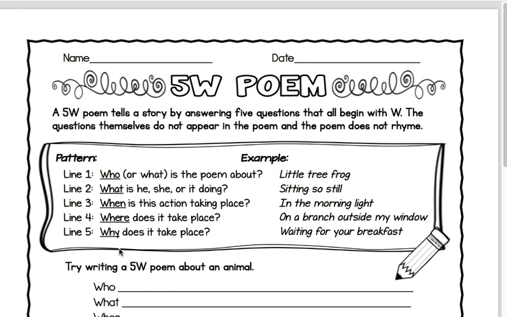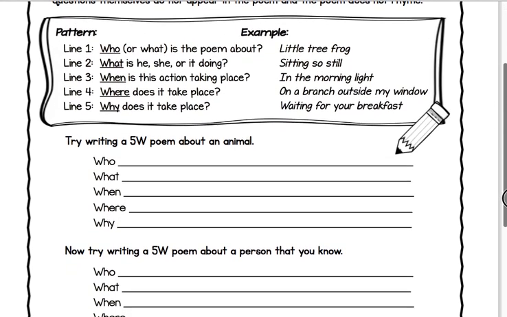And the last line 5, why does it take place? Waiting for your breakfast. So the whole poem is just this part right here. We don't put these prompts in the poem. We just sort of ignore that, and this is the poem. So let me read the poem through for you. Little tree frog, sitting so still, in the morning light, on a branch outside my window, waiting for your breakfast.